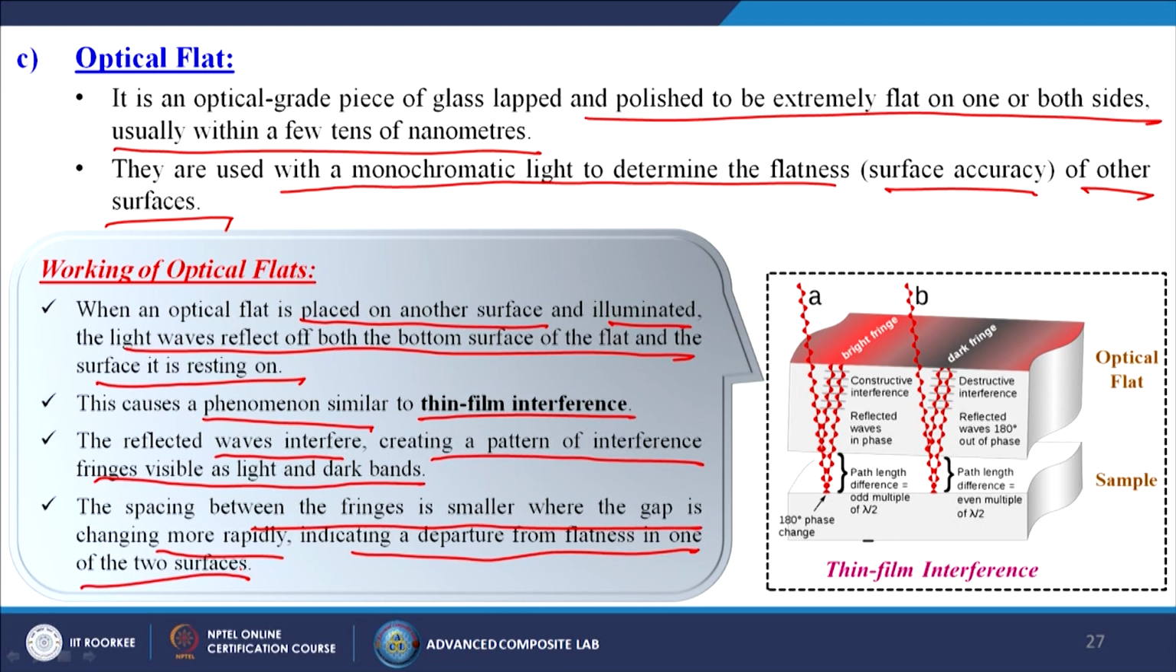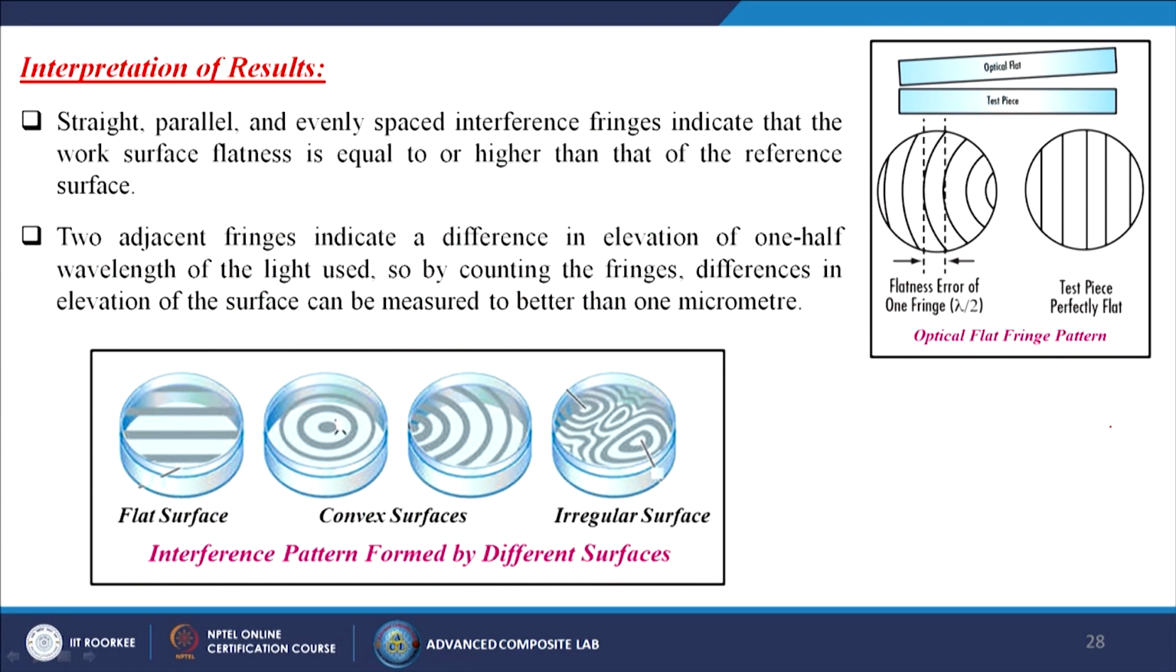So, simply, we have two polished surfaces and we touch them to each other. This is the optical flat, this is your sample, and these are very smooth surfaces, and then we pass the light. Then how to get the interpretation of results? Straight, parallel and evenly spaced interference fringes indicate that the work surface flatness is equal to or higher than that of the reference surface.